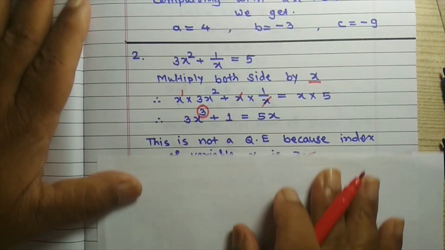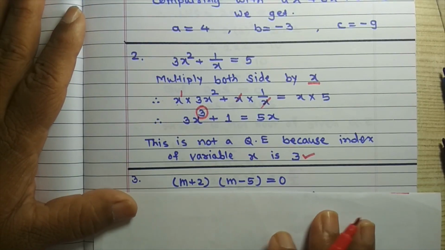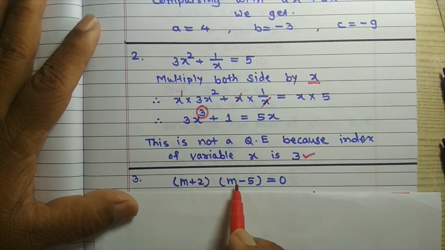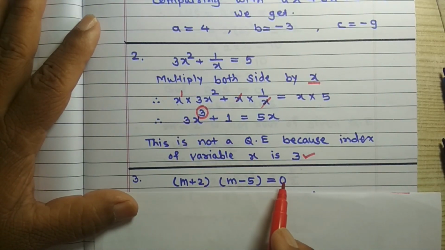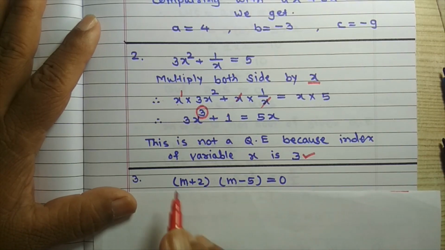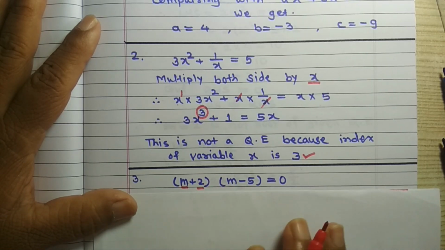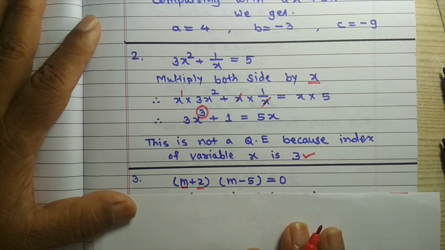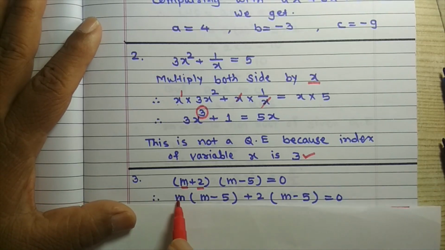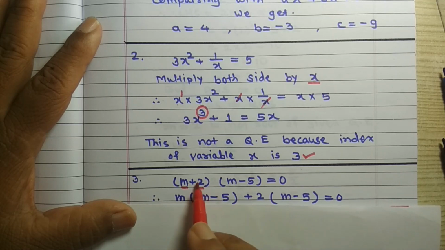Okay, then we take the next one, m plus 2, another bracket m minus 5 is equal to 0. We have to multiply these two brackets, means multiply m to the second bracket and plus 2 to the second bracket once again. This will be m in bracket m minus 5 plus 2 in bracket m minus 5 is equal to 0.